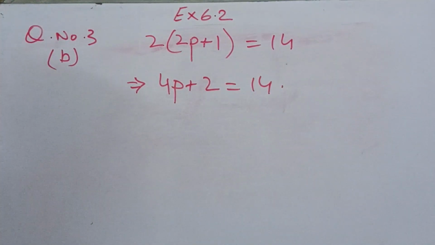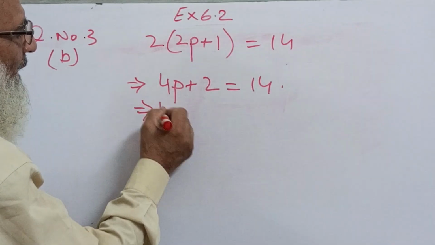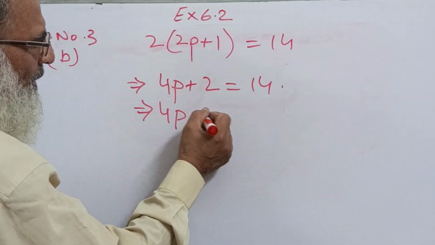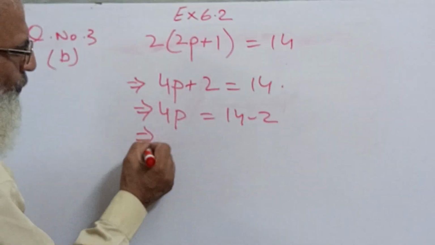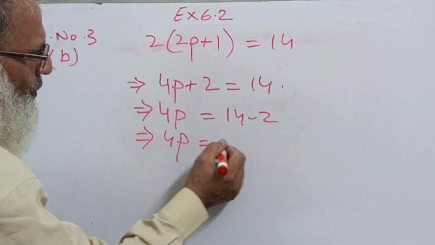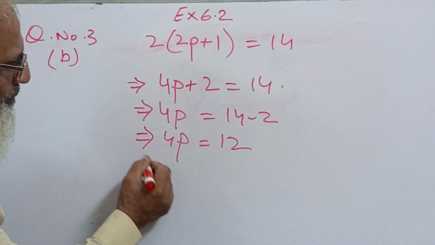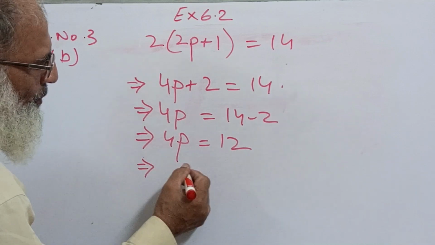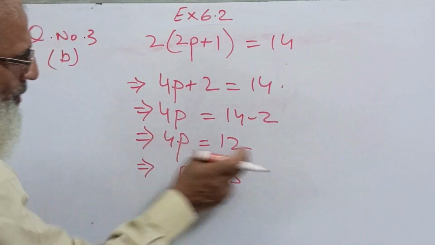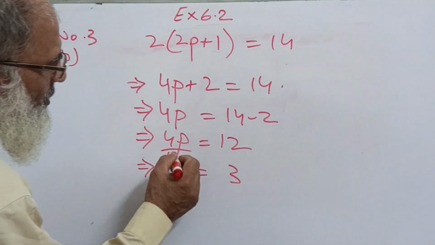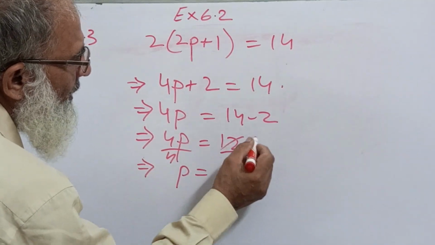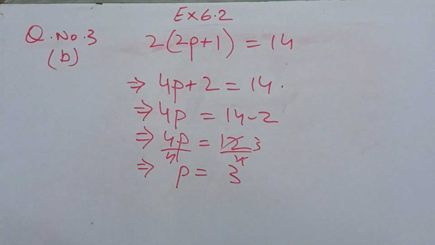The rest you know how to solve. It is quite easy. 4p = 14 minus 2, so 4p = 12, and p = 3. Now this was quite an easy question.